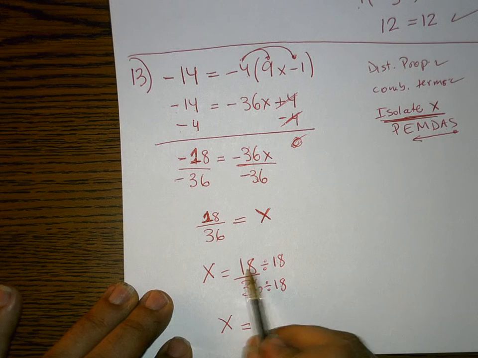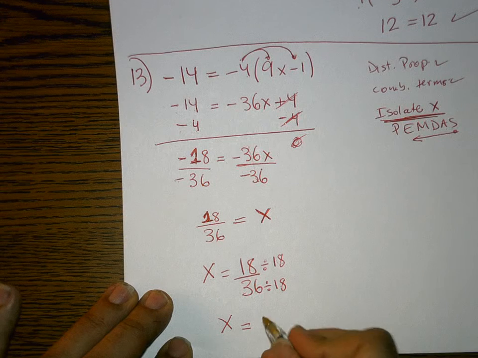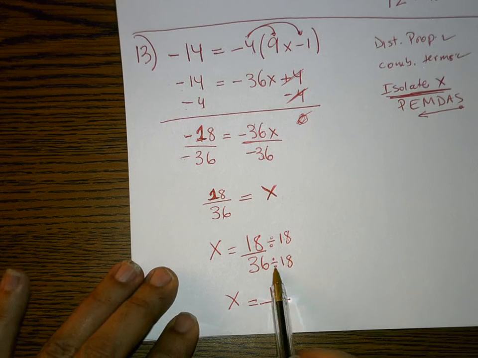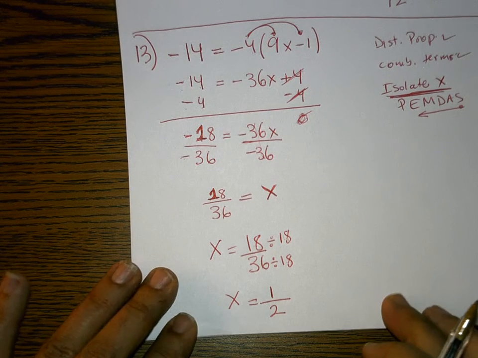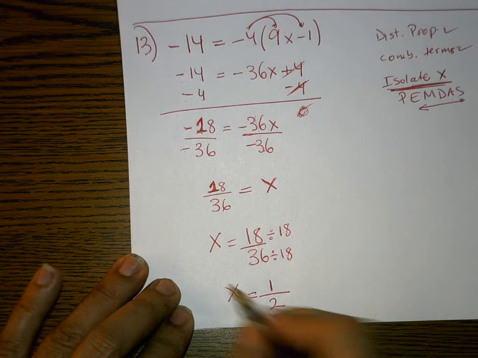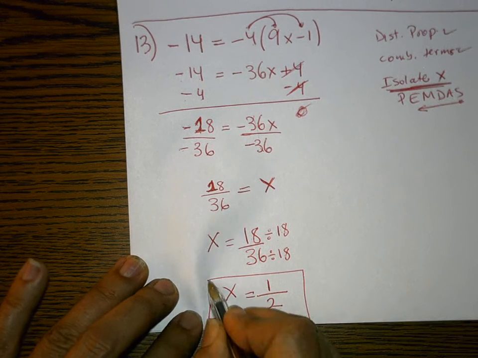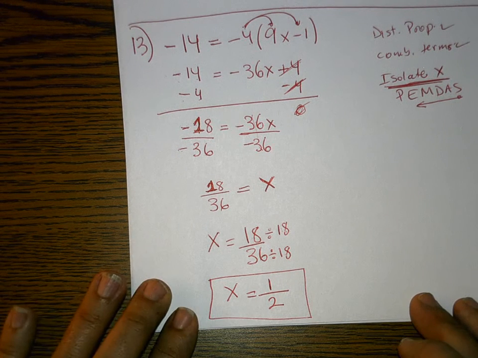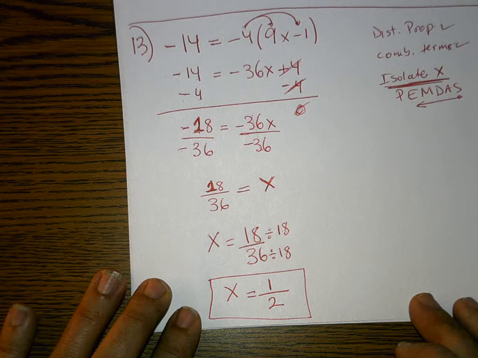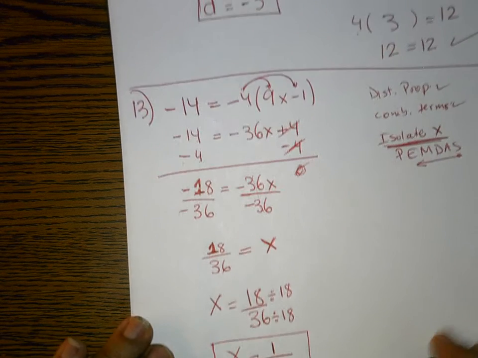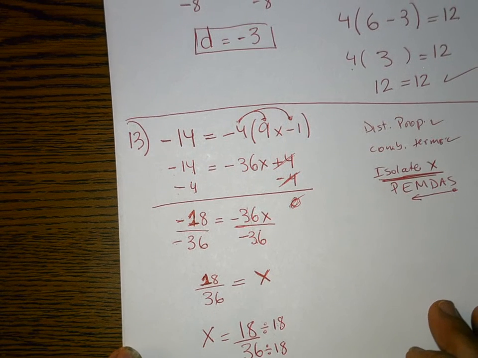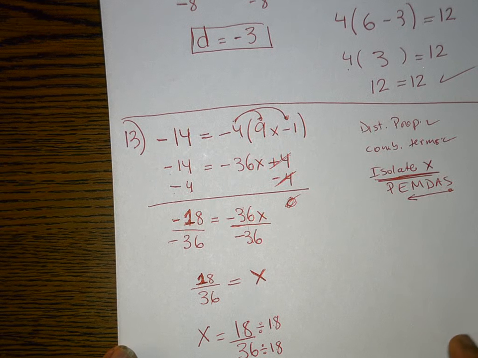18 divided by 18 is 1, and 36 divided by 18 is 2. So we reduce this completely to 1/2. So x equals 1/2. Notice that we just slowly used the distributive property and then combined like terms, and then we used PEMDAS backward to solve it. Okay?